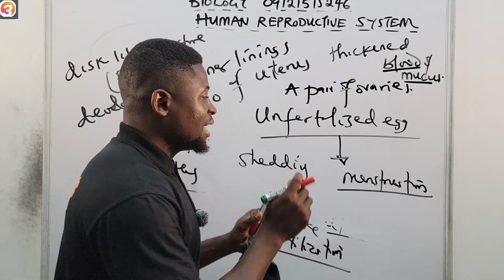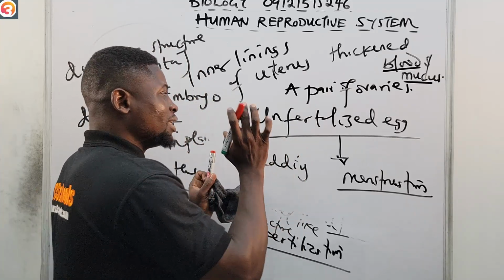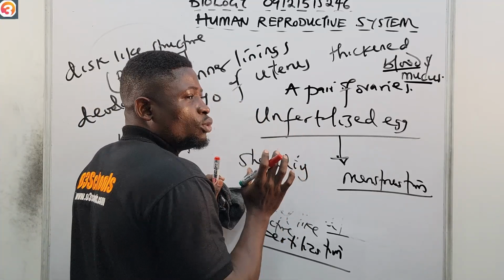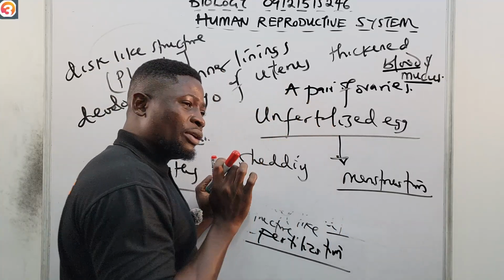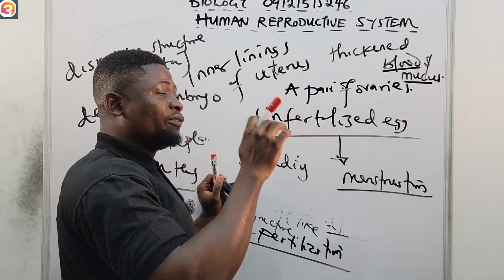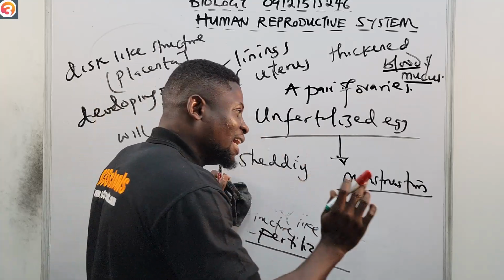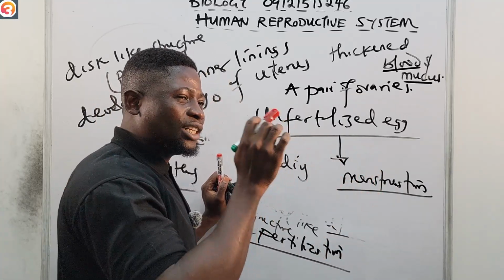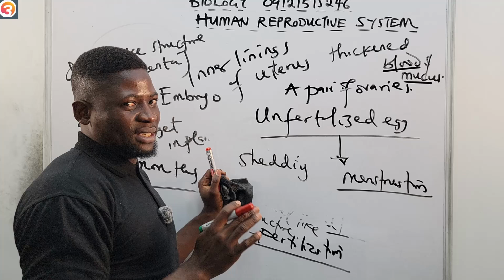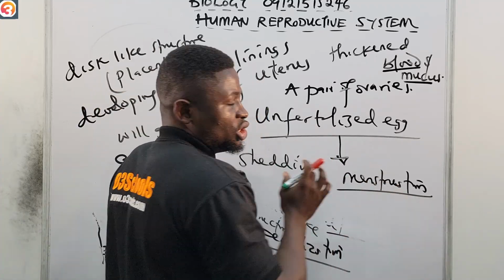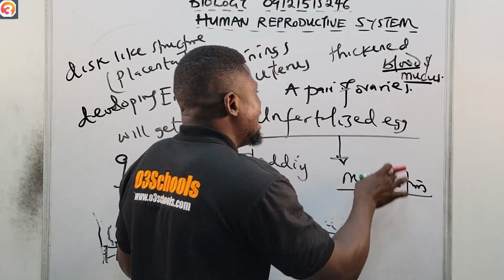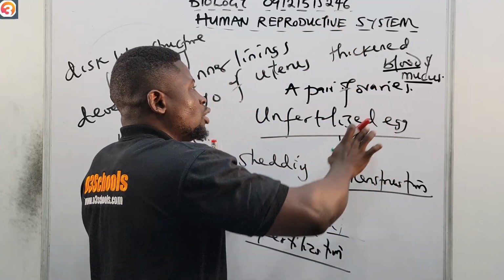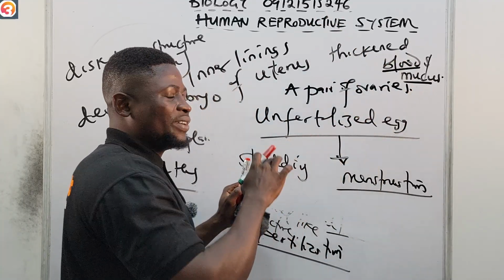So please understand that once the egg is not fertilized, once the sperm is not introduced into the female body, a mature lady who has attained sexual maturity must experience menstruation. That is the shedding of the blood, the mucus, plus the unfertilized egg.